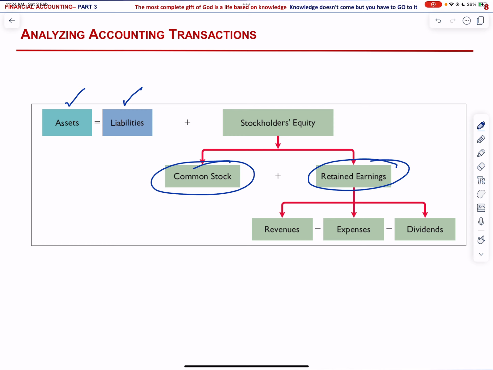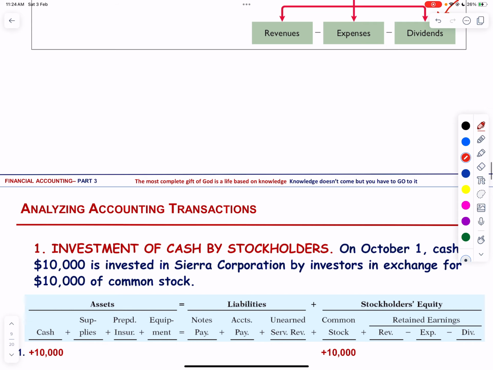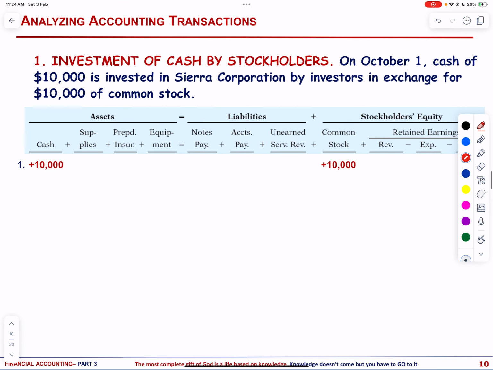Revenue will increase retained earning, and obviously this will increase the stockholder equity. At the same time, expenses will decrease retained earning and they will also decrease the stockholder equity. Dividends will also decrease retained earning and they will also decrease stockholders equity. So we will see what we mean by these statements as we look into some accounting transactions.